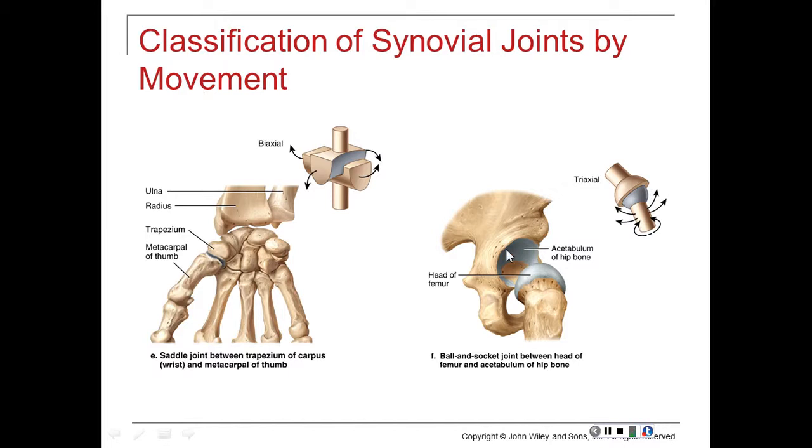A ball and socket joint would be like the head of one bone fitting into the socket of another bone. Two big examples of this is at our hip joint as well as at our shoulder joint.